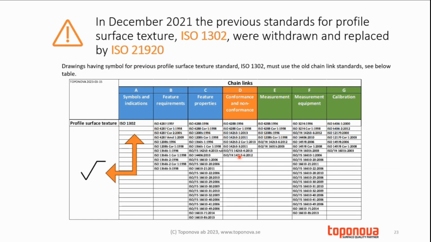Please note, in December 2021, the previous standard for profile surface texture ISO 13002 with this symbol were withdrawn and replaced by ISO 21920. But drawings having the symbol for previous profile surface texture standard must use the old chain link standard. See below table.